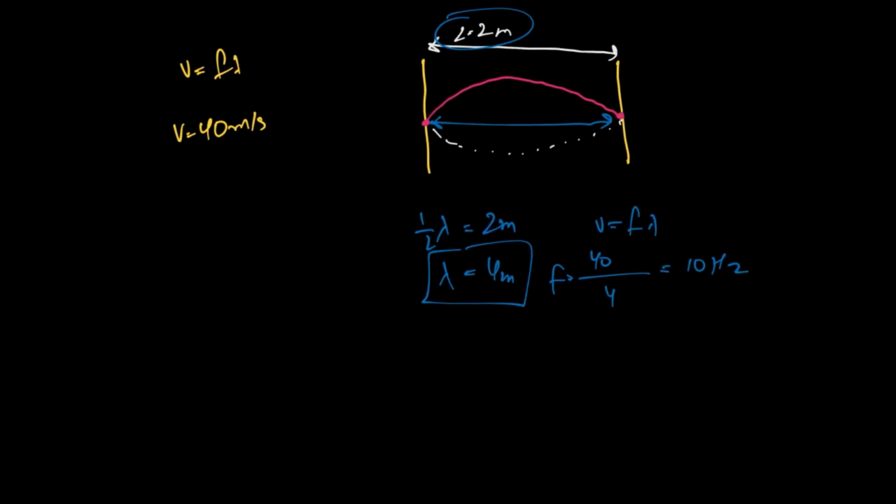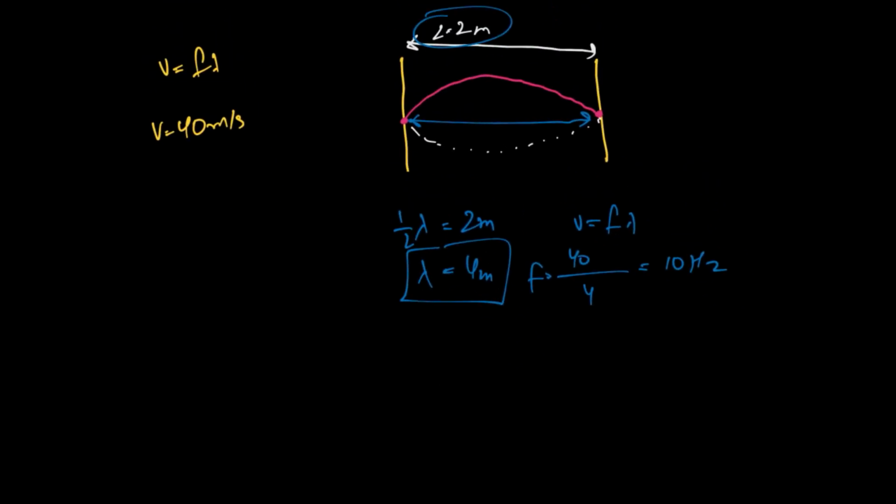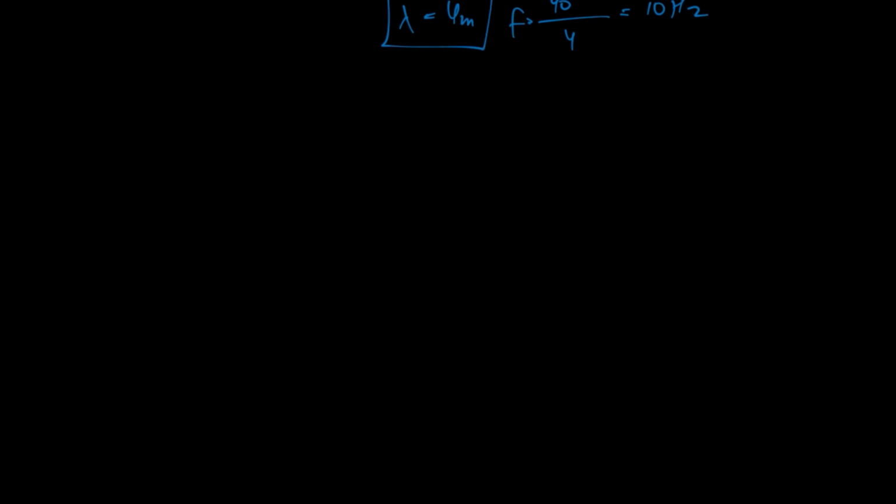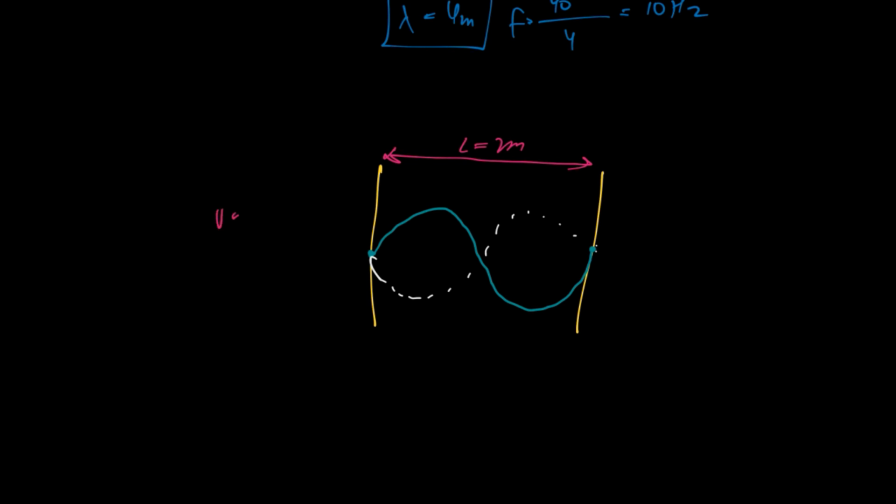Okay, so what would happen if we increase the number of waves produced in this specific length? Let's say, keeping in mind we have to make two nodes on each side, so a node and again a node. So what could happen is we just make one complete wave. So now what would happen? Again, the length is 2 meters, the velocity of the wave is 40 meters per second. Now we know that the distance between two successive antinodes or nodes is half lambda and half lambda.